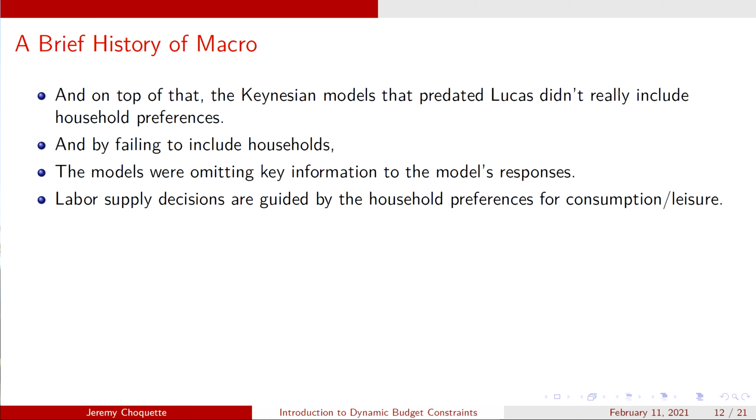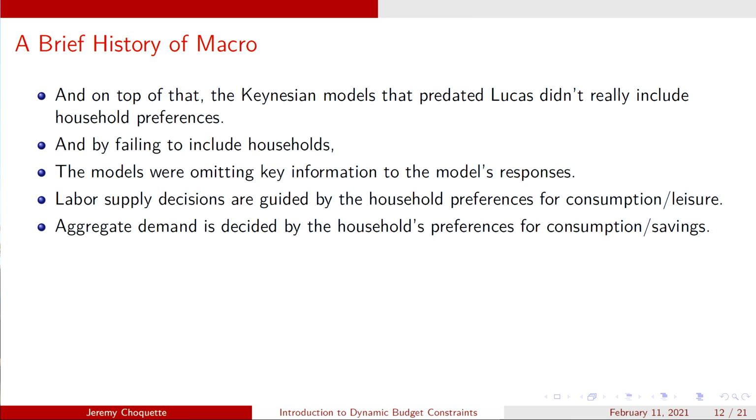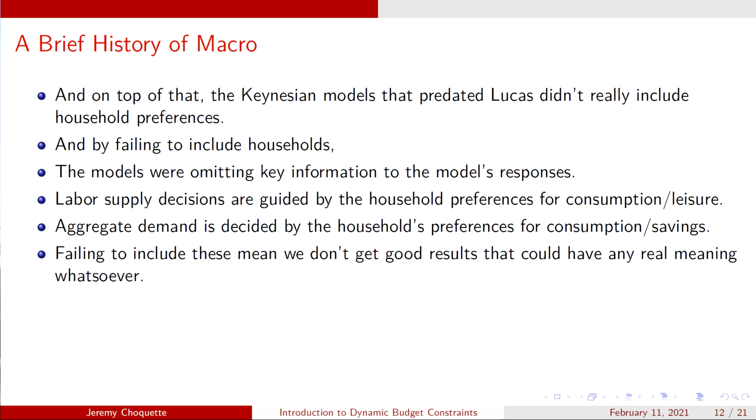Labor supply decisions are guided by the household's preferences for consumption and leisure, right? How much do they like to consume? How much do they like to sit on their ass? If you want to consume more and you value consuming things more than you value sitting on your ass, well, you're going to get up off your ass and go work, right? It's a labor supply decision that comes from the household. Aggregate demand is decided by the household's preferences for consumption and savings. If we don't include these, we don't get good results that could really have any meaning whatsoever.